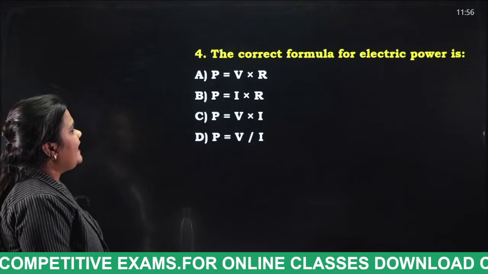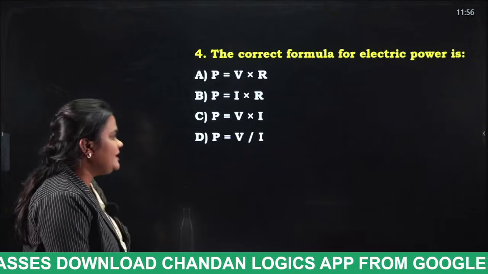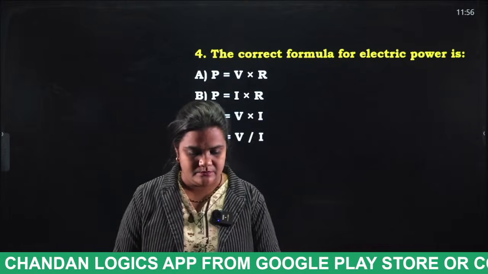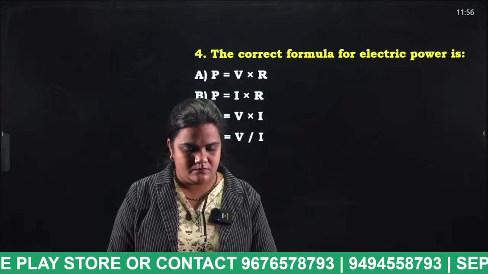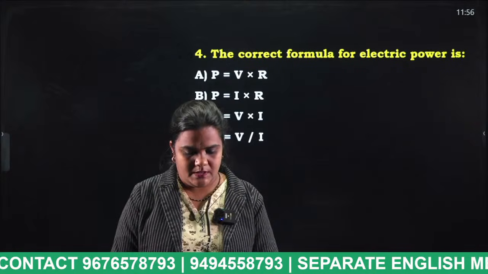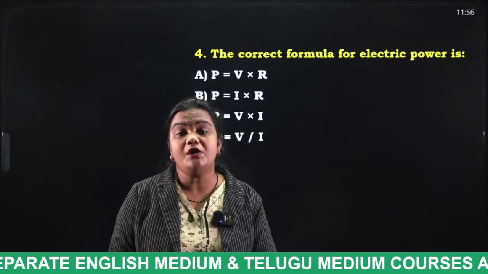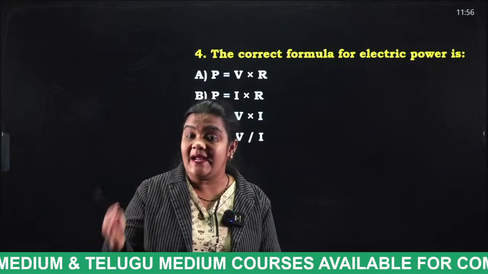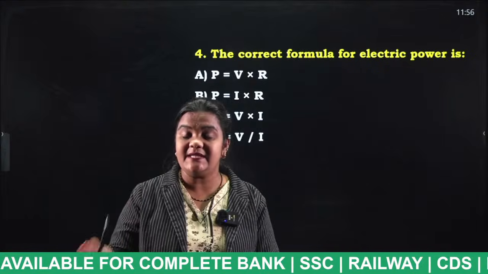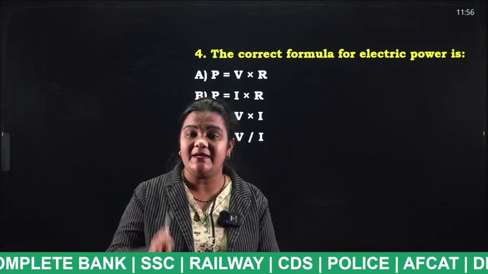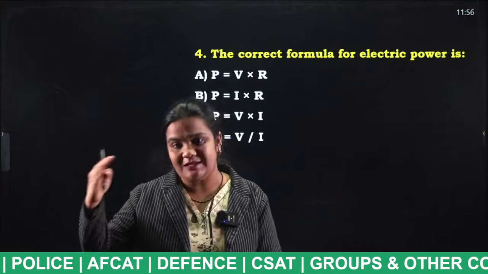The correct formula for electric power: P is equal to V into R, P is equal to I into R, P is equal to V into I, P is equal to V by I. So tell me students, what is the answer for this question? What is electric power? I have told you already. The rate of electric energy that is either transferred or converted is known as what? Electric power. It is measured in either watts or joules per second.